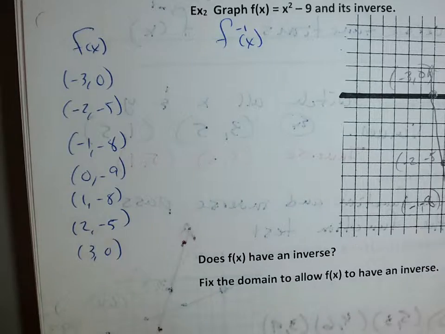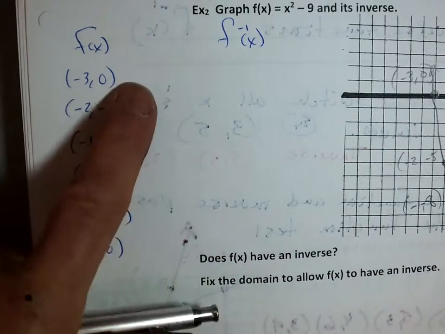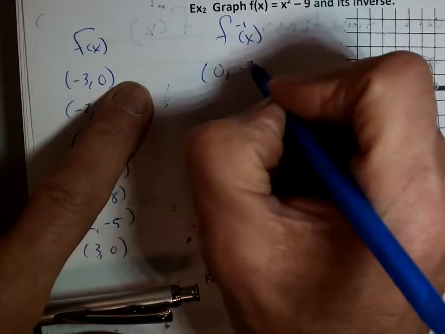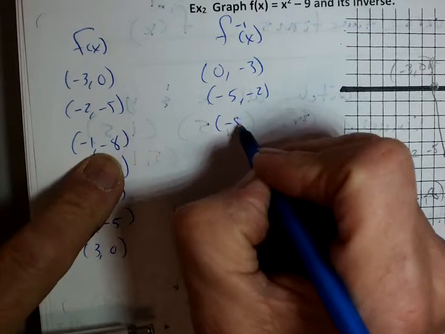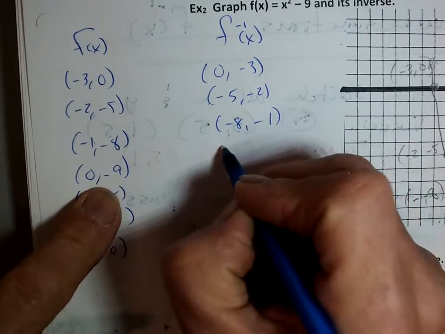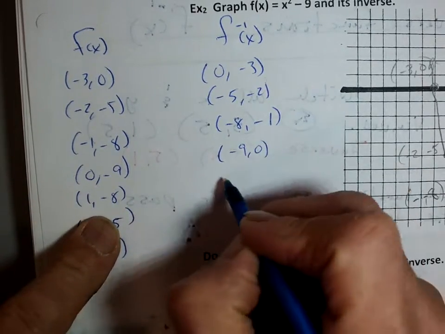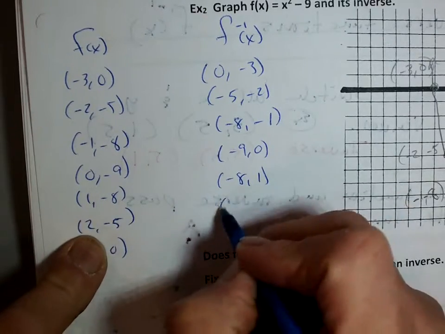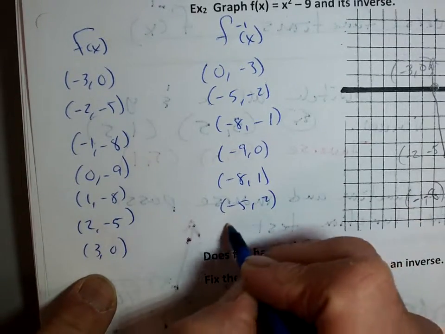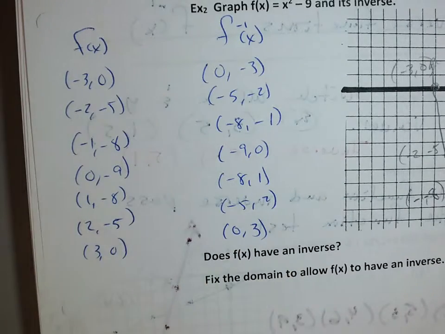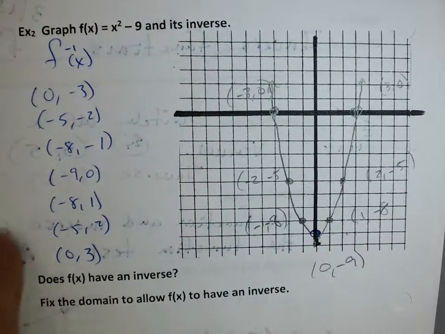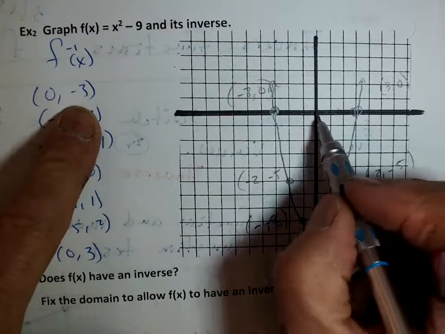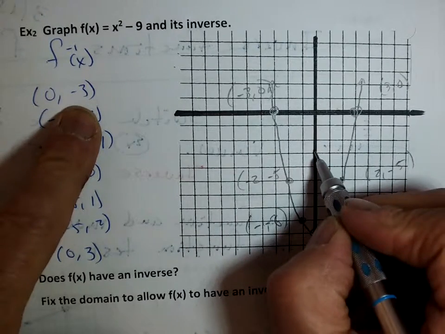So instead I'm going to get 0, negative 3. I'm going to get negative 5, negative 2, negative 8, negative 1. I'm going to get negative 9, 0. I'm going to get negative 8, 1, negative 5, 2, and 0, 3. Okay, and I'm going to graph those. Now I'm going to be careful. Use a pencil, please. You're going to see why you want to use a pencil in a second. So, all right, I'm going to graph 0, negative 3. 0, negative 3 is here.